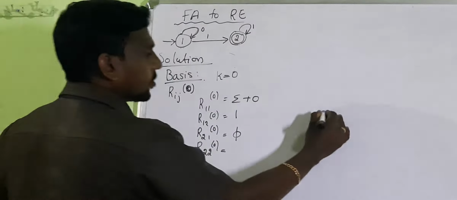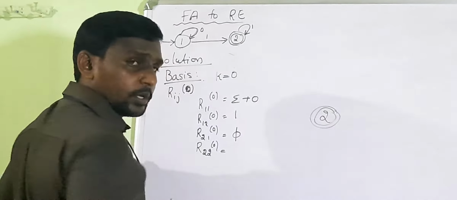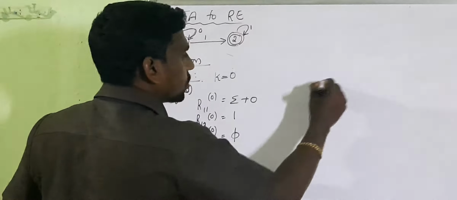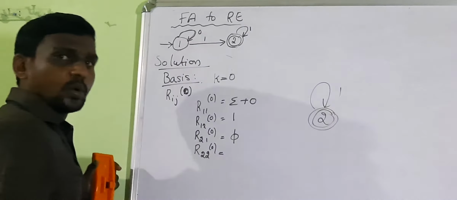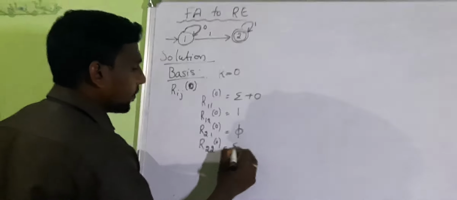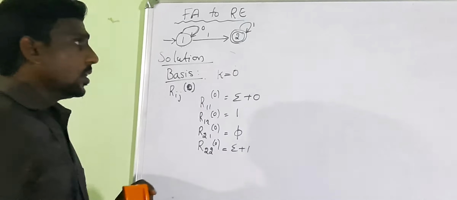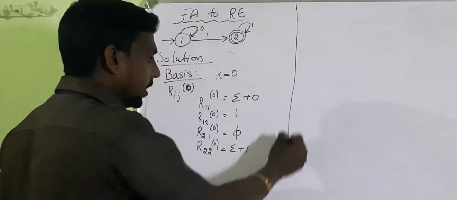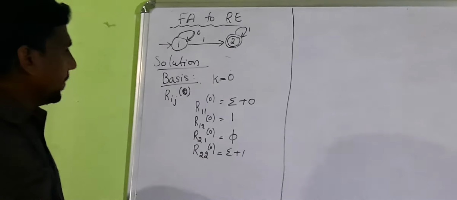And R22 power 0. R22 power 0 means only 2. Starting state is also 2, accepting state is also 2. So R22 power 0 I will have like this. So what is that? Epsilon plus 1, based on the theorem. So epsilon plus 1. We found the basis part.